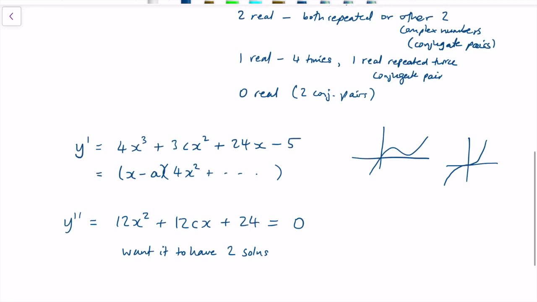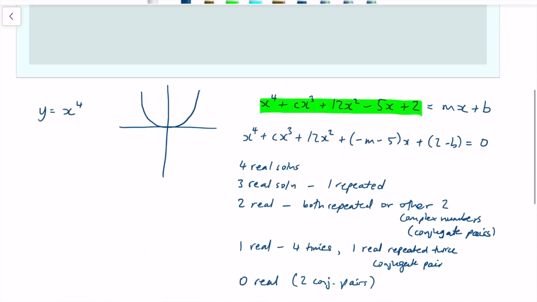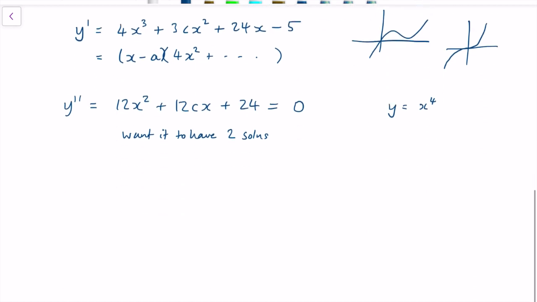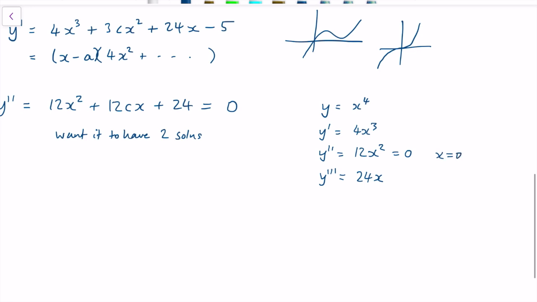Just on a side note, if I had y equals x to the 4, the quartic equation that I started off with up here, if I differentiate this once, I get 4x cubed. If I differentiate it again, I get 12x squared. If I differentiate it a third time, I get 24x. Now, solving the second derivative equal to 0, it has one solution, x equals 0. And you think, oh, maybe that's a point of inflection. But then when you substitute it into the third derivative, you also get 0.